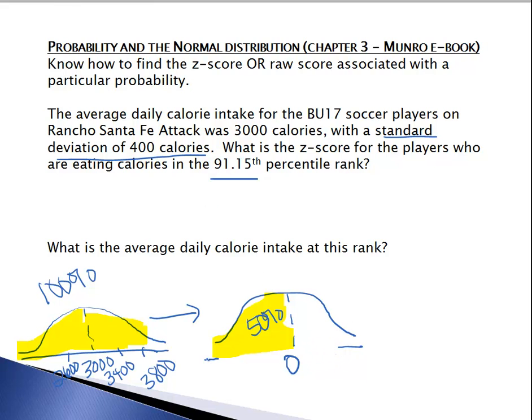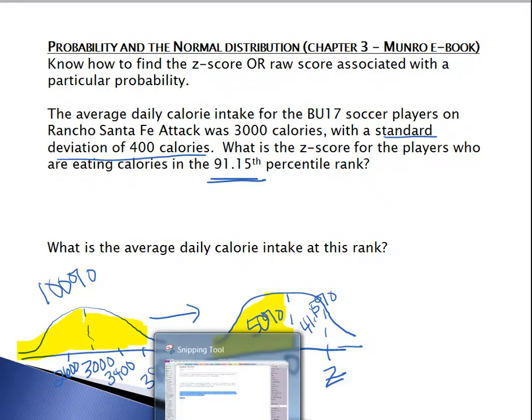So here, I already have 50%, but I want to go up to 91.15. So I'm going to add 41.15%, because 50% plus 41.15% will give me the 91.15. Now what I can do is find out what my actual Z-score would be at this 91.15% rank. And I can do that by going to my book.